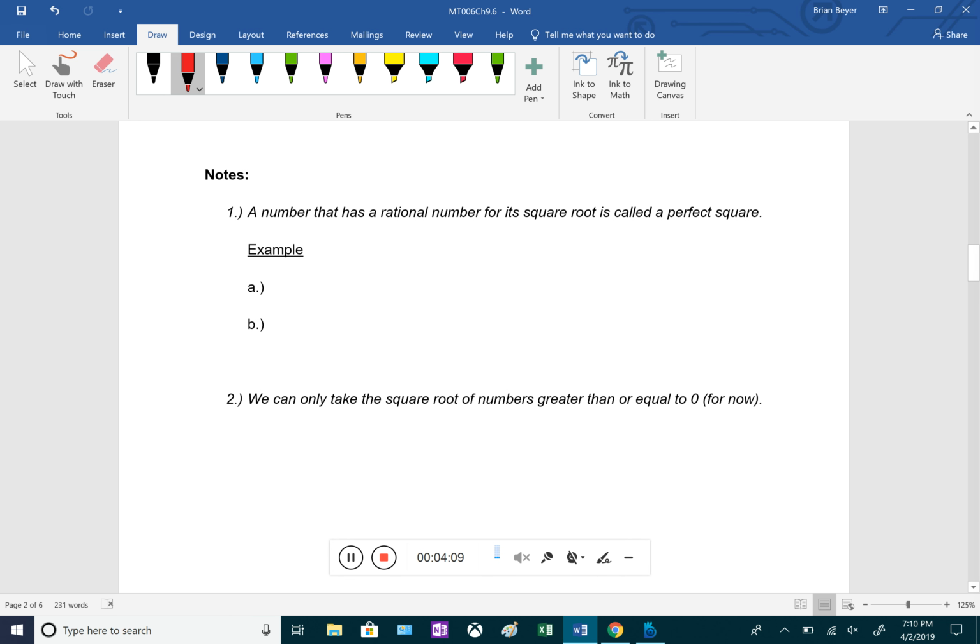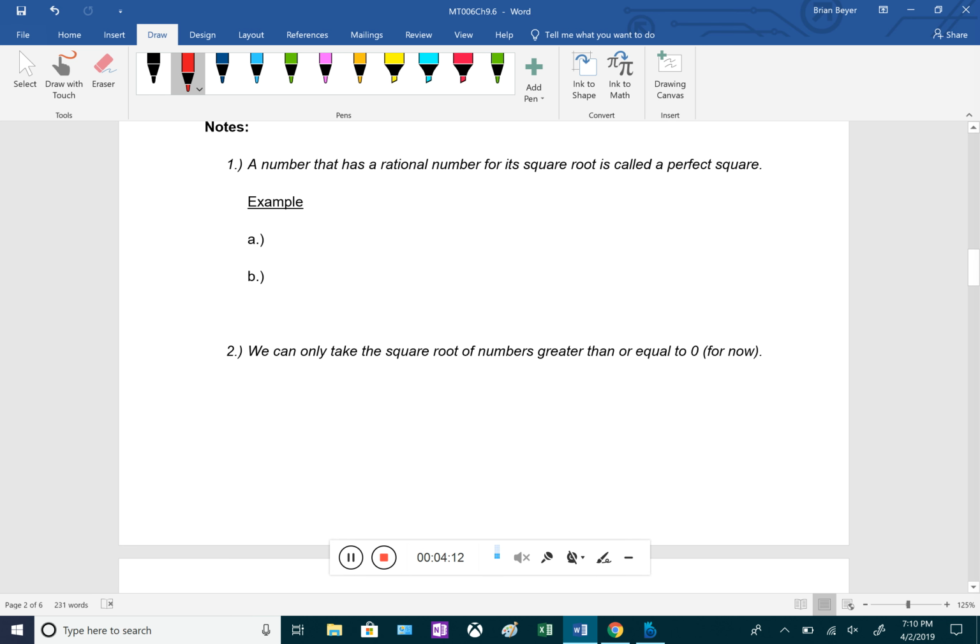Okay, so for a couple little notes here, a number that has a rational number for its square root is called a perfect square. So a little definition for what a perfect square is. Something like 36 is a perfect square, and this is a perfect square because the square root of 36 equals a rational number, which is 6. So 4 is a perfect square because 2 squared equals 4. 9 is a perfect square. 16 is a perfect square, 25 is a perfect square, and so on.